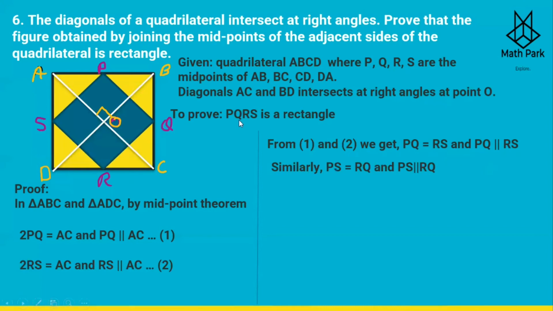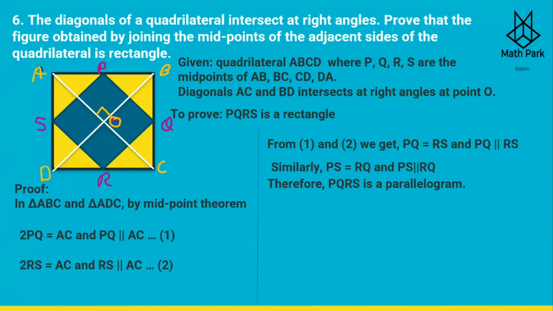But we can have the other pair also. When we look at triangle ADB, P is the midpoint and S is the midpoint. So you get PS is going to be half of BD, and in the same way QR is also going to be half of BD. So that is how you get PS is equal to RQ, and PS parallel RQ. Since both the pairs of opposite sides are parallel and equal, PQRS is a parallelogram.